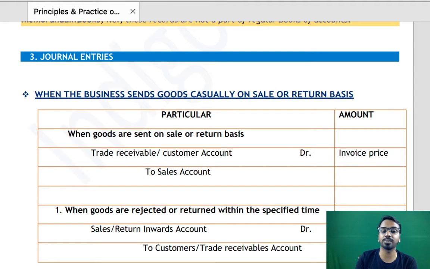Only then does this become an actual sale. But if the transactions are not frequent, you pass the first entry, that is, from the trade receivable or customer account or debtor account to the sales account, and you treat it as if the sale has been made. This is the first entry.